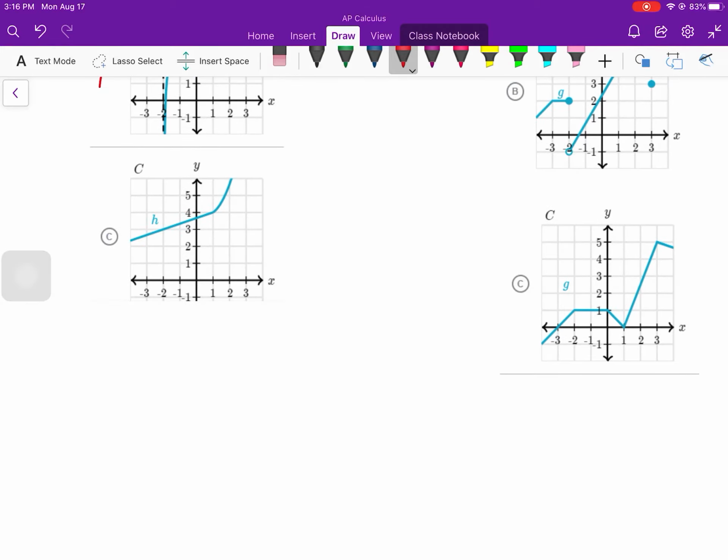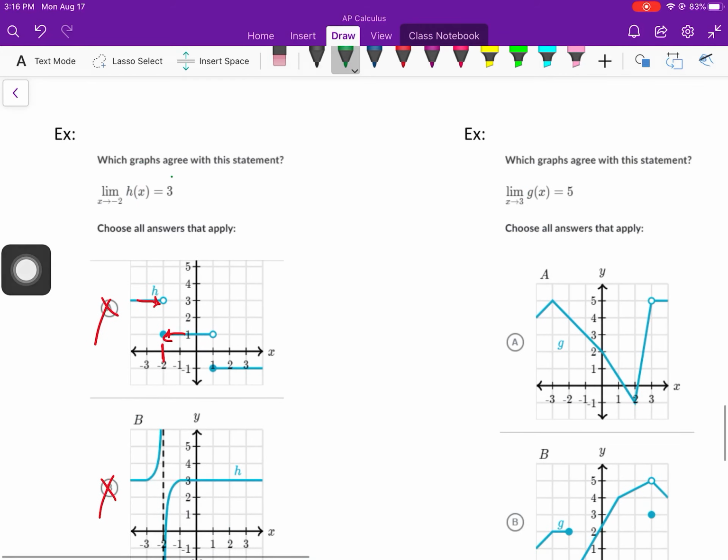Let's look at this one. As we approach negative 2 from the left, it's 3. So from the left, it's 3. And then also from the right, it's 3 as well. As we approach negative 2 from the right, our output's getting close to 3. So this one checks off that statement. That makes that one true.